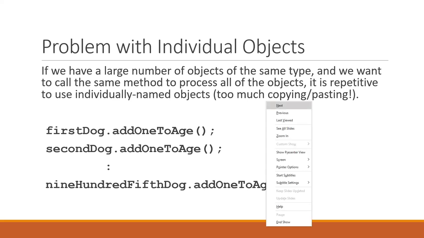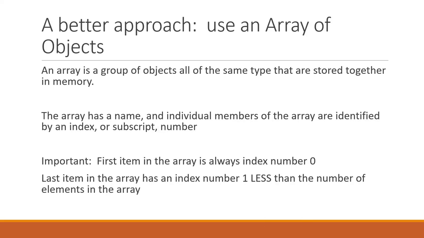So the better approach is to use an array of objects. As you saw from your reading, an array is a group of objects that are all the same type, and they're stored together in memory. The array has a name, so I can talk about the entire group by just using the name of the array, and then I can specify each individual member of the group or the array with a second value, which we call the array index or the array subscript.